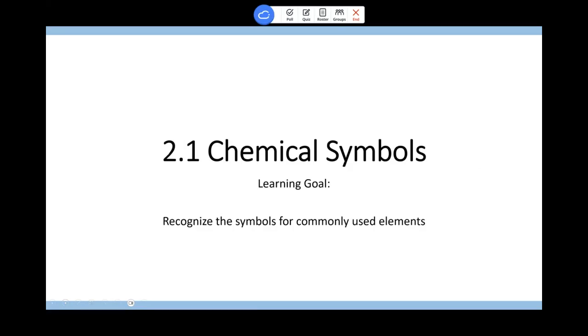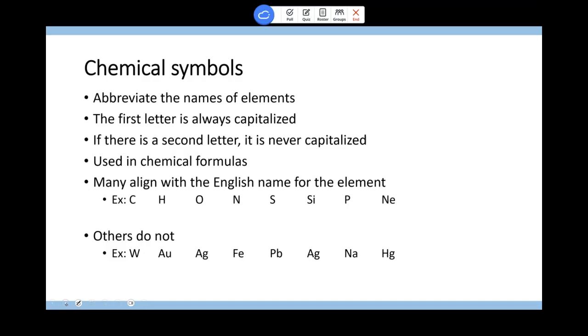So first section, chemical symbols. The goal here is to be able to recognize the symbols for commonly used elements. In the PowerPoint, I outlined which elements you should remember. So we'll get to that in a couple of slides.